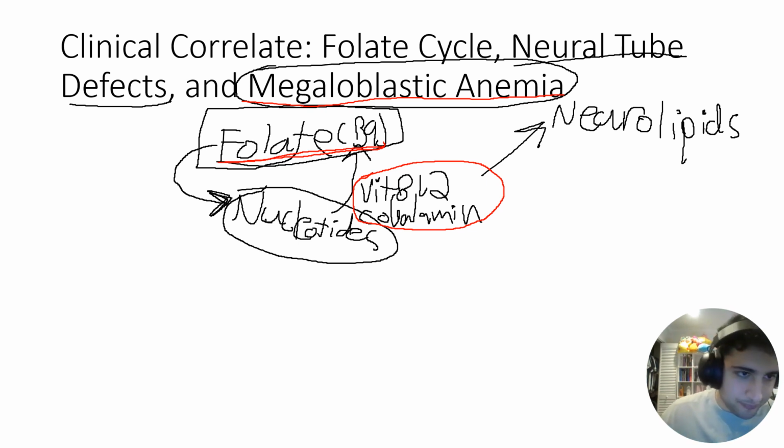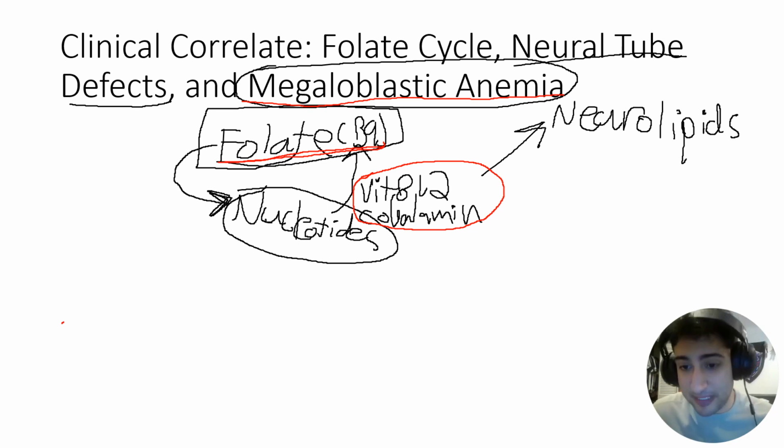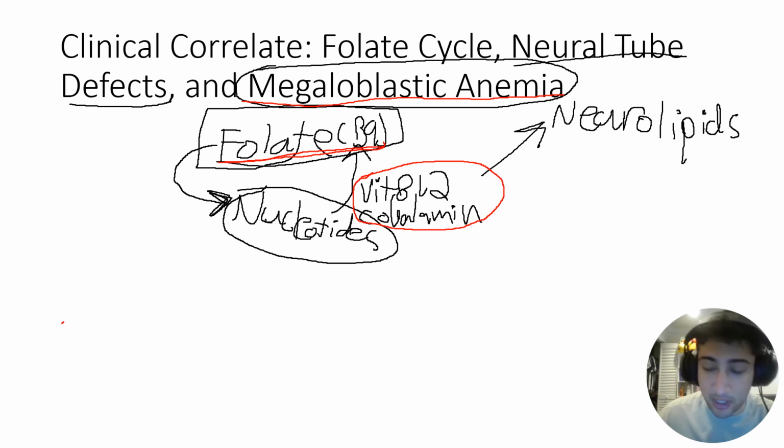However, you cannot see megaloblastic anemia and assume that it's going to be a folate deficiency and not a cobalamin deficiency. Because if you provide folate as a supplement, maybe you'll take care of the anemia part, but remember, vitamin B12 is involved with some lipid metabolism. And accumulation of lipids can affect the neurons and cause irreversible neurological complications.